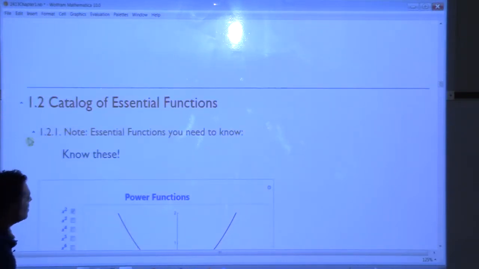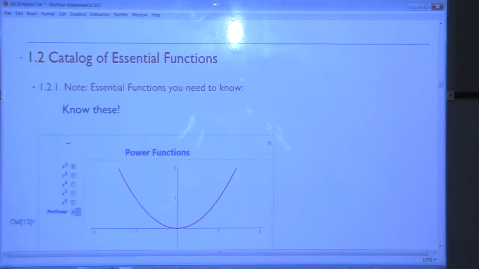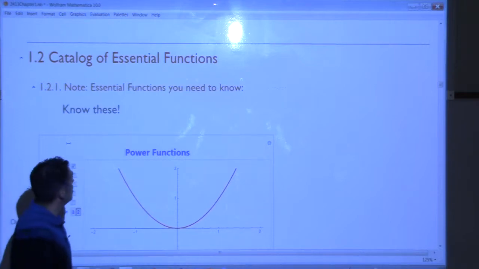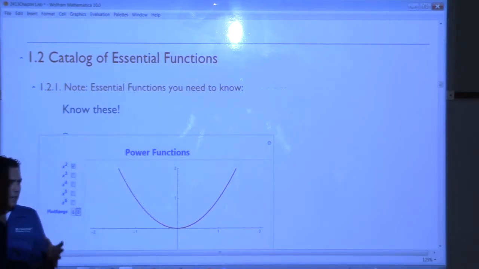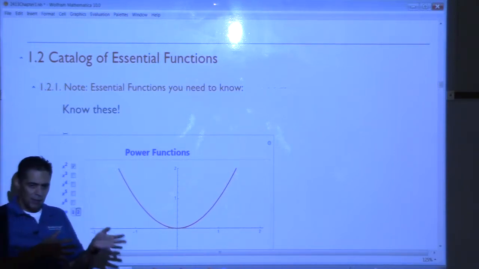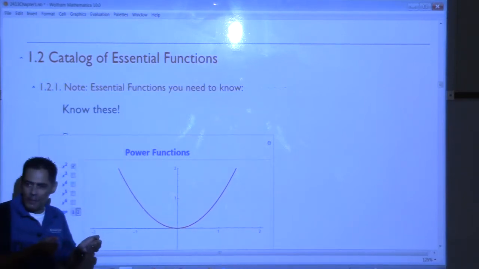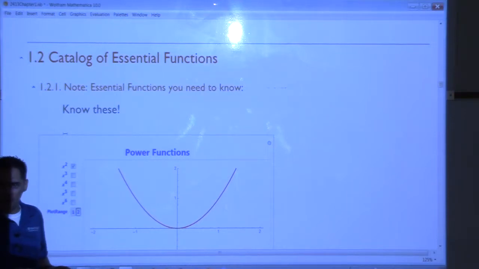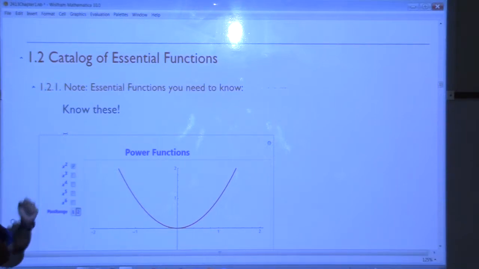Moving along. This next section is going to go pretty fast, and there's not a whole lot to write. Section 2 is called Catalog of Essential Functions. The way I look at this is everybody's walking into this class with a toolbox, right? Your math toolbox. And you've got these drawers, and in one drawer is all your algebra stuff, and then you've got all your pre-cal stuff, and then stuff that you might have learned from some geometry class or something.